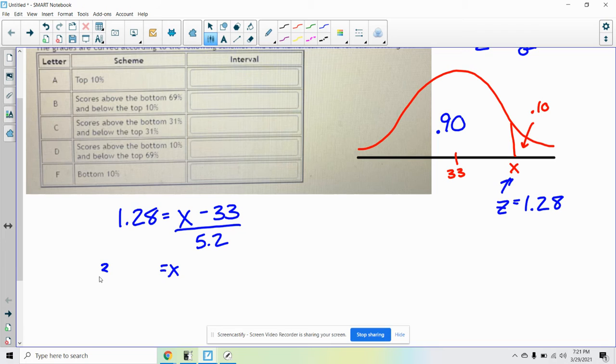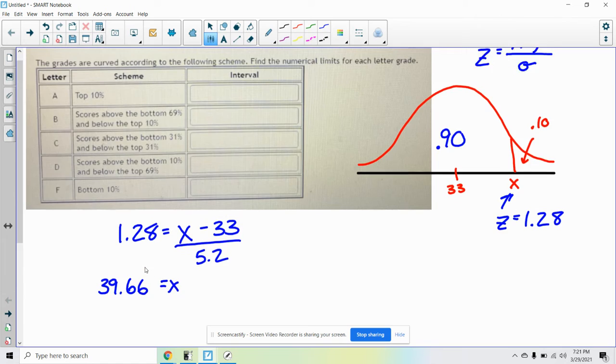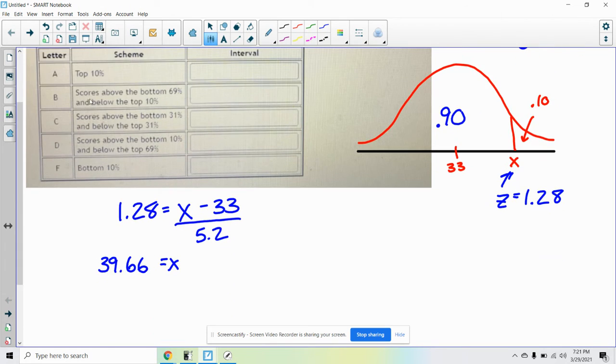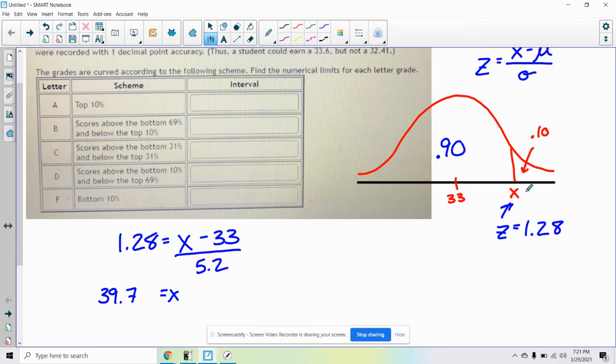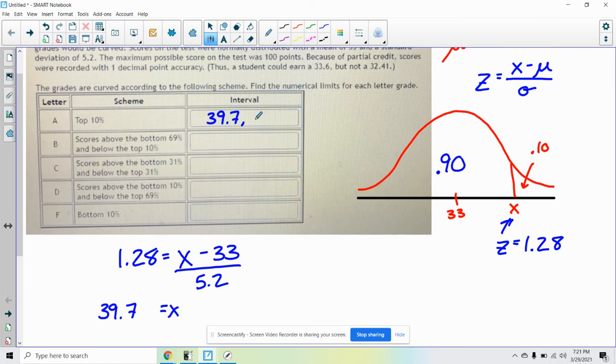X equals 39.656, or, there's only two decimal places, I think. And no, only one decimal place. So it should be 39.656, or 39.7. So a value of 39.7 cuts off the bottom 90% from the top 10%. So this is going to be from 39.7, and they can get as high as 100. But if they get 39.7, they're in the top 10%.